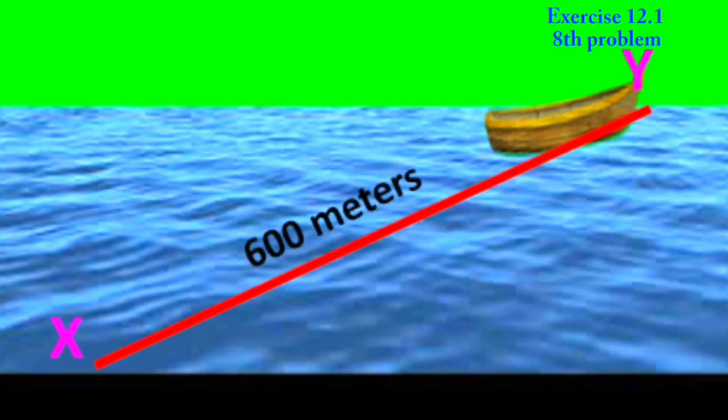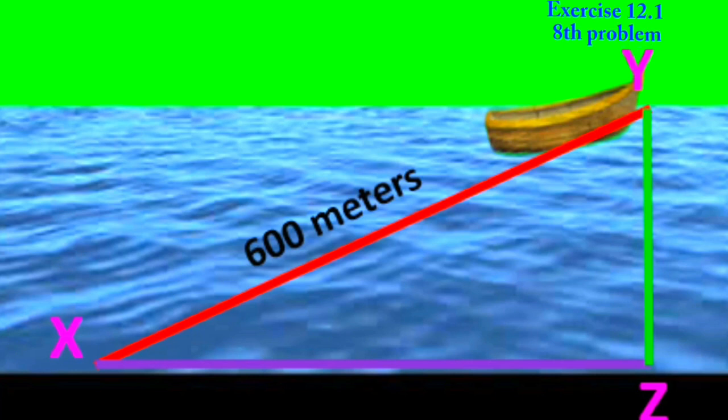Let us represent the starting position of the boat with a point X, and also represent the reaching point of the boat on the second side of the river with a point Y. Now the distance XY is 600 meters, as given. Now we need to find the width of the river. So let us represent the width of the river with a line YZ. By joining XZ we get triangle XZY, where the angle X equals 60 degrees.